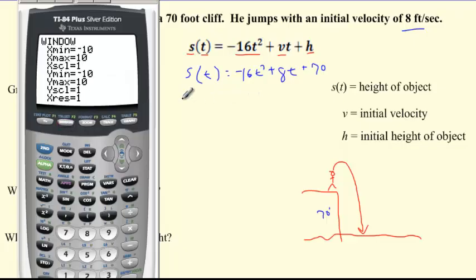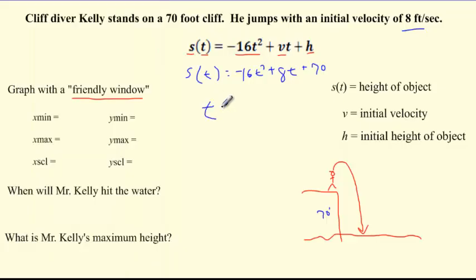So what does x stand for? Well, x is really t. Remember, t in this case is time, and it's being measured in seconds. So that's the important part of these word problems, is putting it all together. What does it mean? In this case, y is the s, which is what? It's the height of the diver. It's the height of Kelly, and that's being measured in feet.